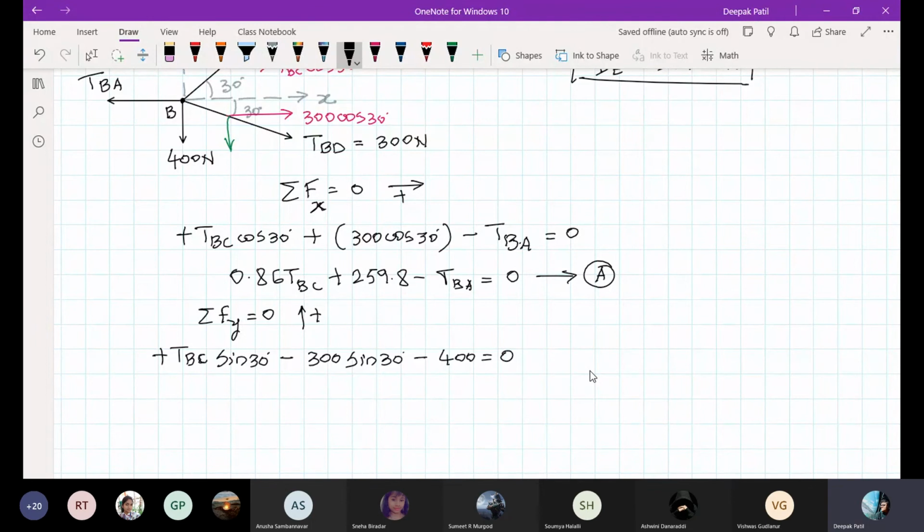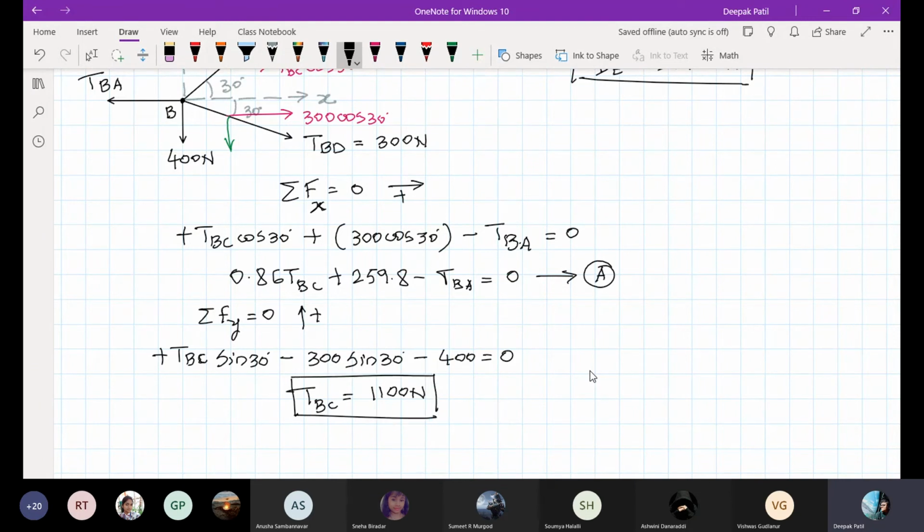So it is minus 300 sine 30 minus 400 minus 550. If I take it on that side, it becomes plus 550, plus 550 divided by sine of 30. And you will get to see that TBC is actually 1100 newtons. TBC is coming as 1100 newtons.